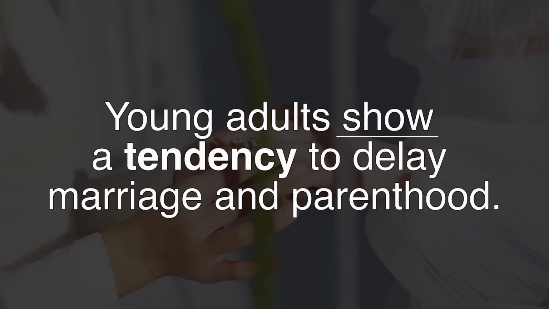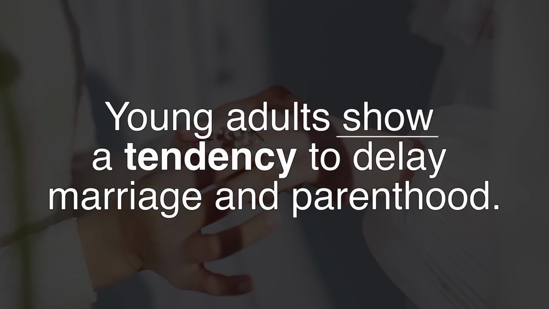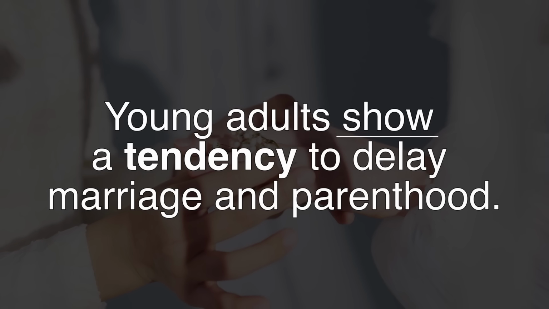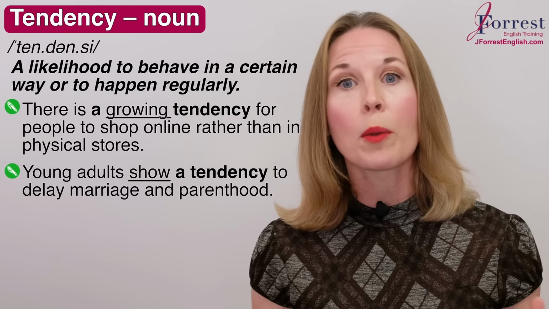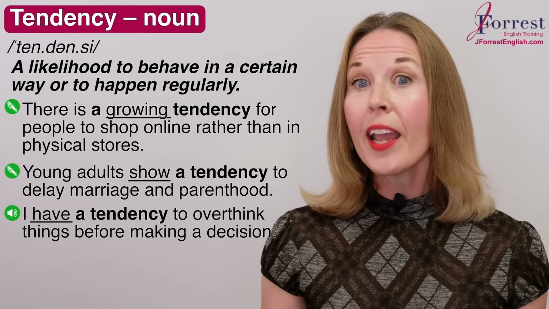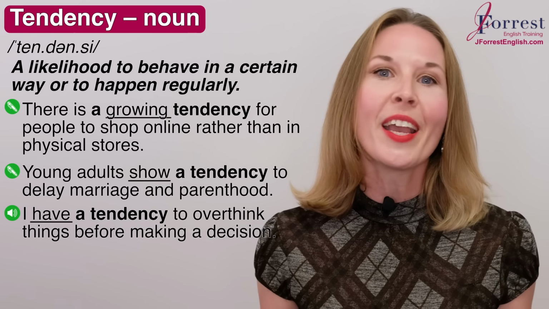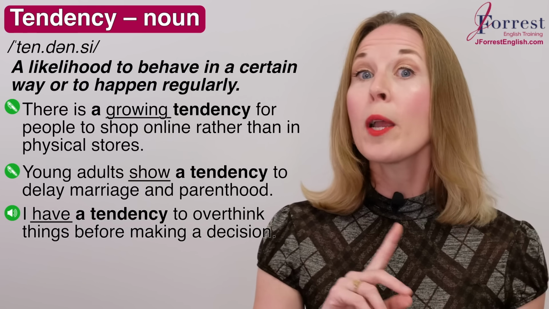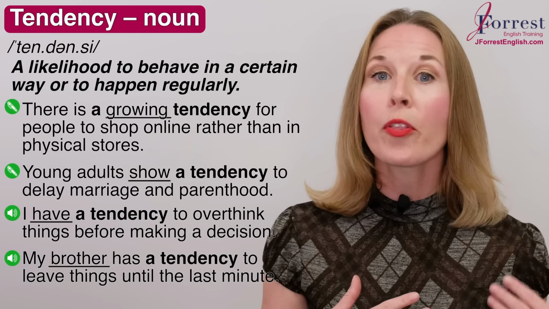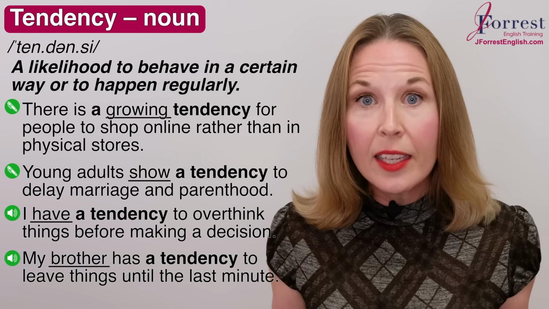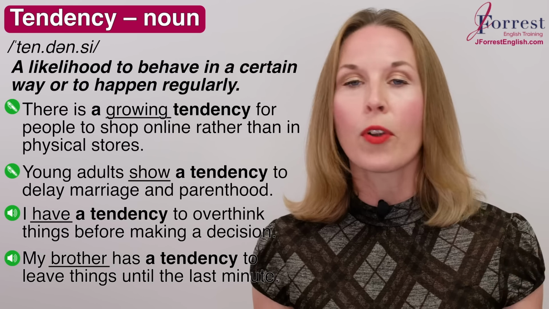Young adults show a tendency. A tendency is a noun, so you need a verb. You can use show a tendency to delay marriage and parenthood. Again, useful to talk about trends. I have a tendency to overthink things before making a decision. Or my brother has a tendency, so notice the verb have. My brother has a tendency to leave things until the last minute. It's a routine for him.